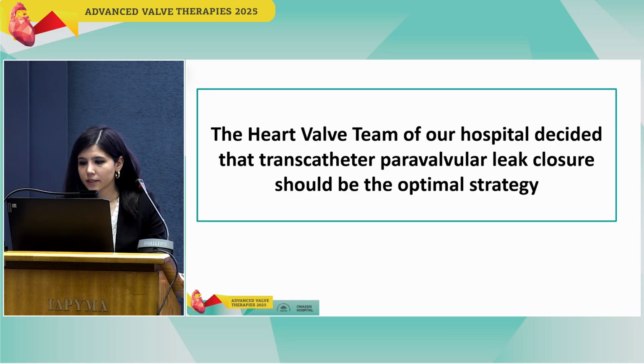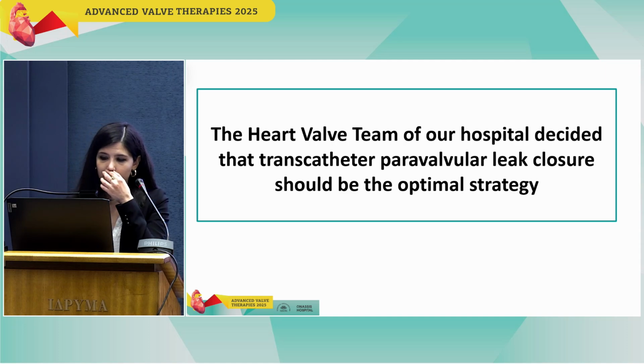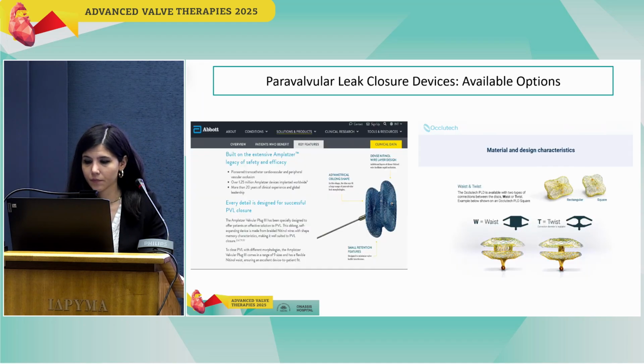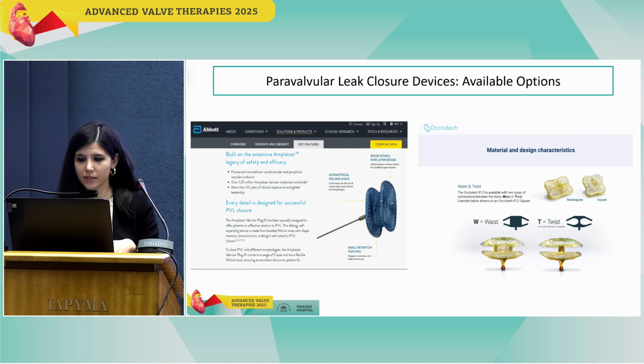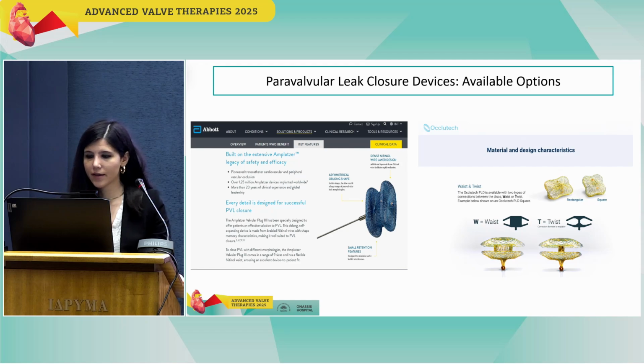Based on all this, and taking into account the patient's history and age, the heart valve team of our hospital decided that transcatheter paravalvular leak closure should be the optimal strategy. So, as I said earlier this day, in general, there are two main devices available: the Amplatzer Vascular Plug 3 and the Occlutech paravalvular leak device.